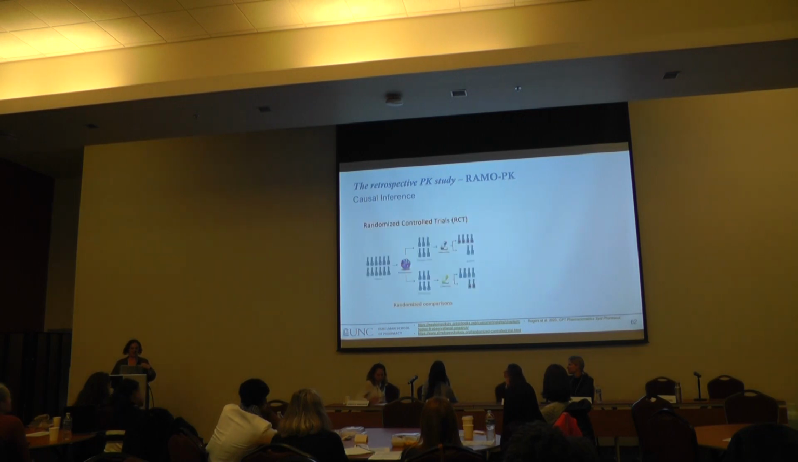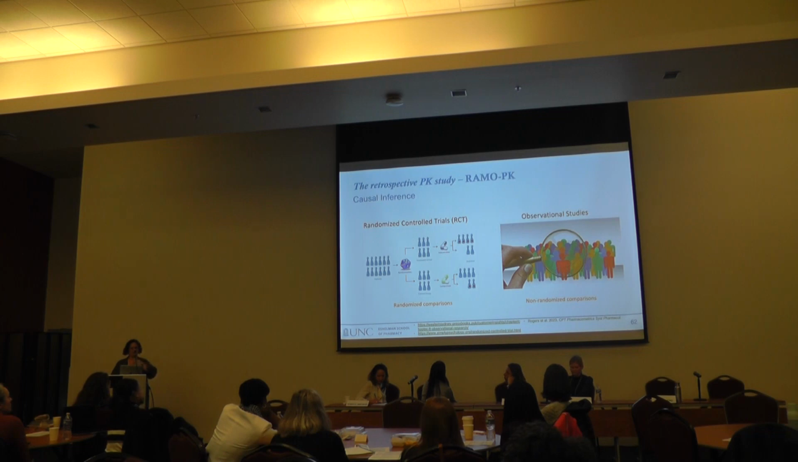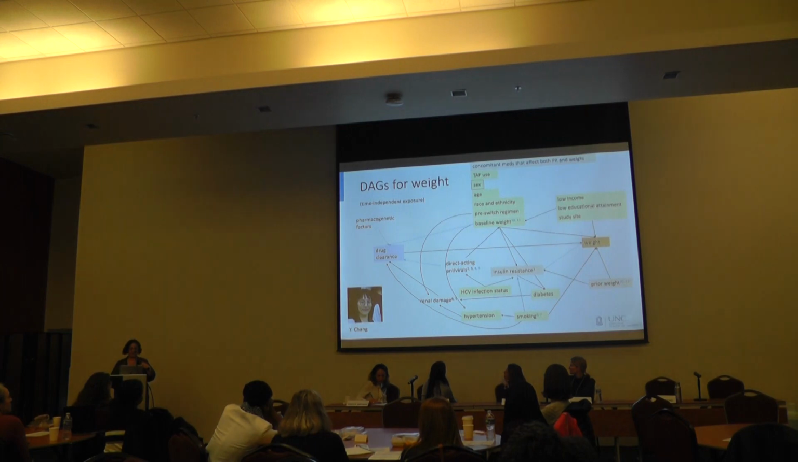And so now the next step is to use these PK measures to move into the causal inference part, which, we're never going to go back and do any kind of randomized study, but we have a lot of non-randomized comparisons that we can make. And so we've spent a lot of time constructing these causal inference models.